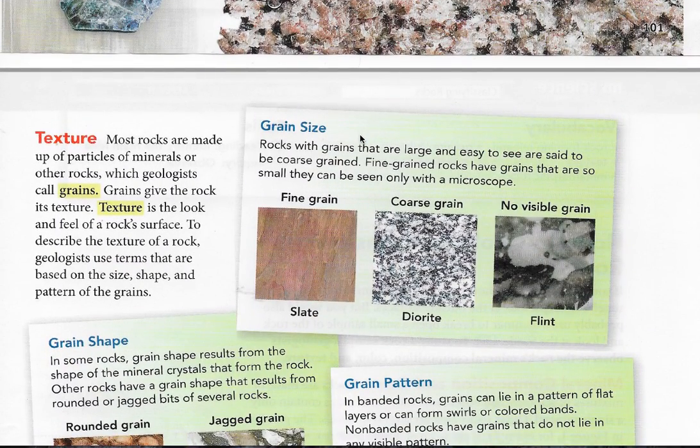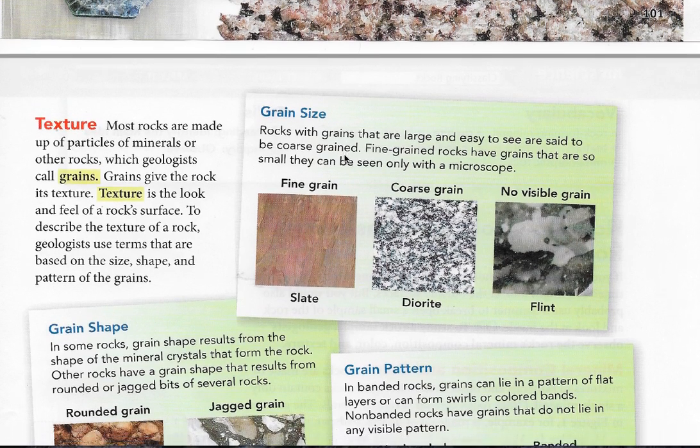Texture. Most rocks are made up of particles of minerals or other rocks, which geologists call grains. Grains give the rock its texture. Texture is the look and feel of a rock's surface. To describe the texture of rock, geologists use terms that are based on the size, shape, and pattern of the grains. Grain size. Rocks with grains that are large and easy to see are said to be coarse-grained. Fine-grained rocks have grains that are so small they can only be seen with a microscope.